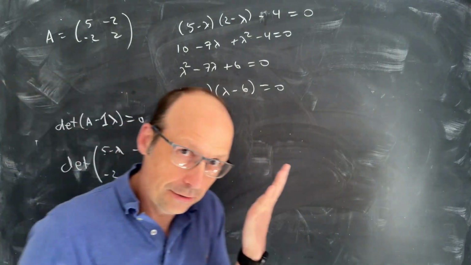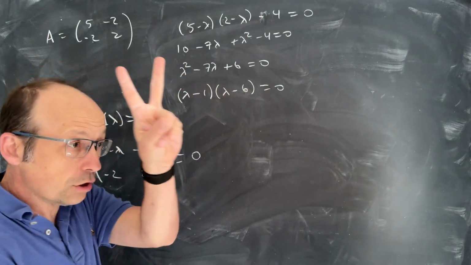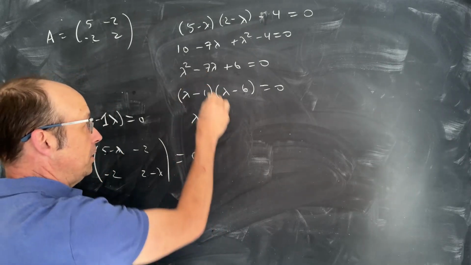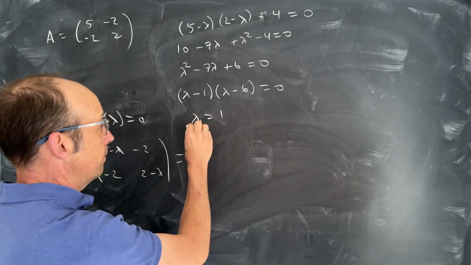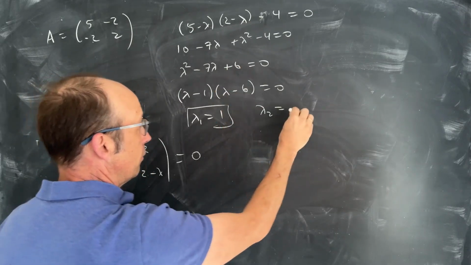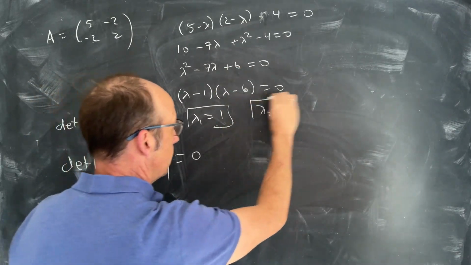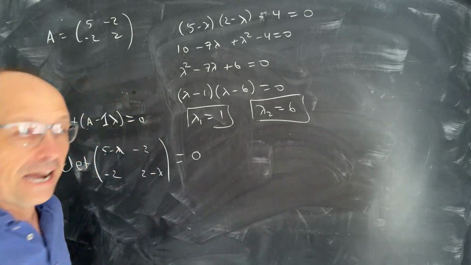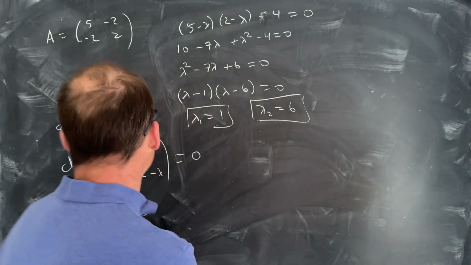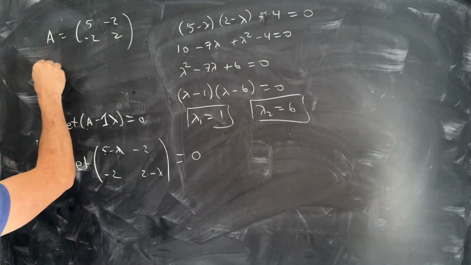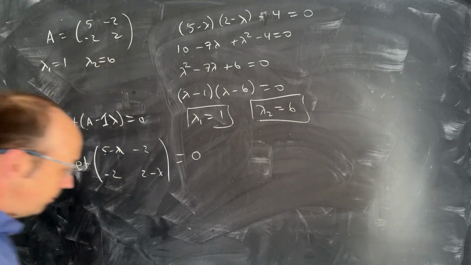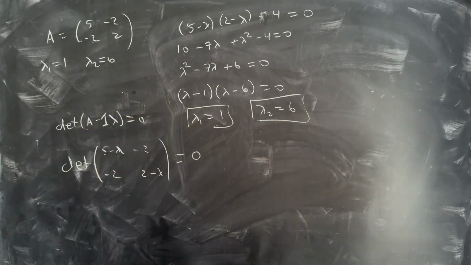So I did it. And so this has two solutions for lambda. I have lambda 1. This term has to be 0, so lambda 1 is 1. And then lambda 2: this term is 0, so lambda 2 is 6. So those are my eigenvalues. Now, how do we find the eigenvectors? Let's put that up here. Lambda 1 is 1. Lambda 2 is 6. I dropped my eraser. Okay.